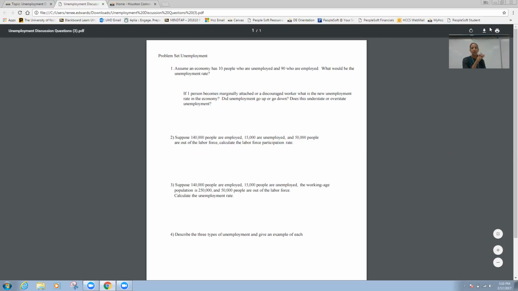So if I have an economy with 90 people who are employed and 10 who are not employed, that means my 10 is going to equal U, my 90 is going to equal E. The way U3 is calculated is U over the labor force, and labor force is just a fancy way to say E plus U. So I'm going to have 10 over 90 plus 10, which is the same thing as 10 over 100. When I divide that, I end up with 10%.